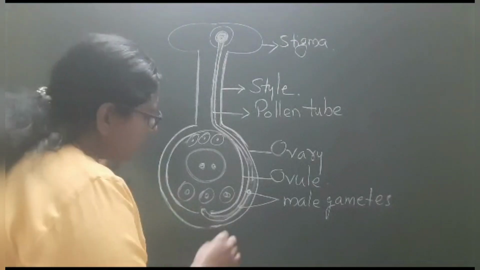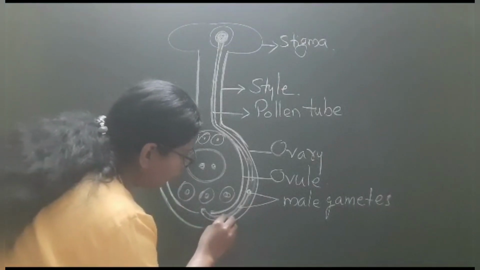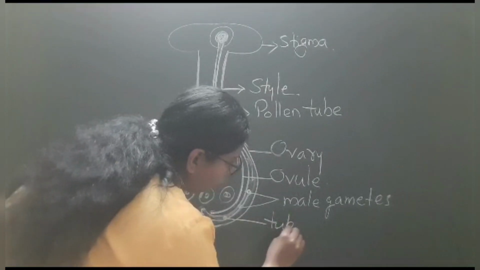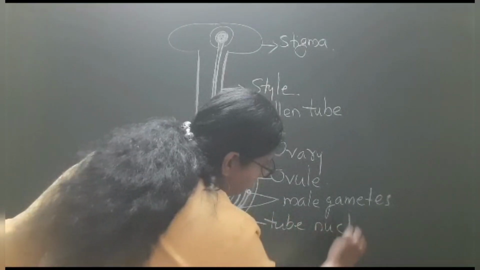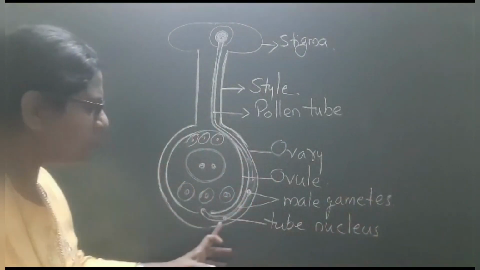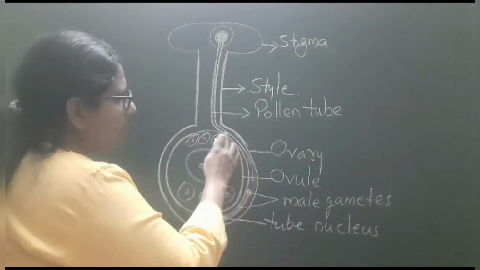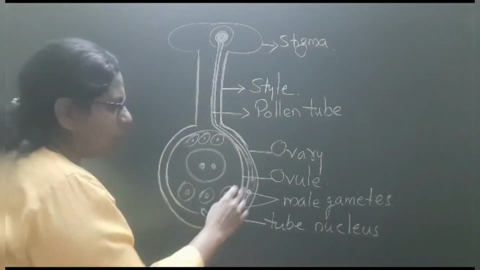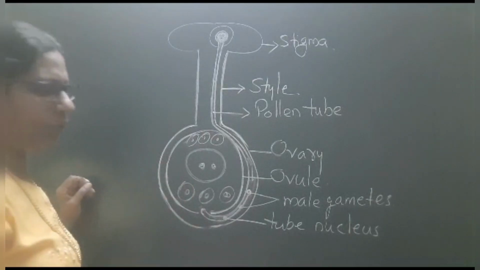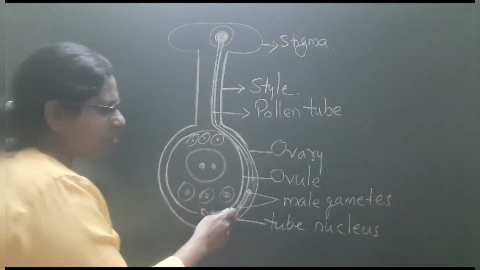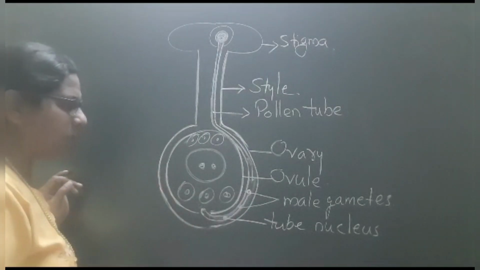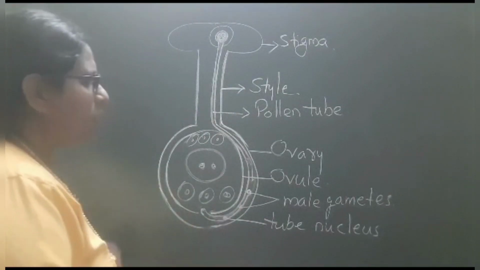Then there is a tube nucleus here. This tube nucleus helps this pollen tube to grow and then helps the tube to reach the ovule. This tube nucleus directs the tube to the ovule. That is the function of tube nucleus.